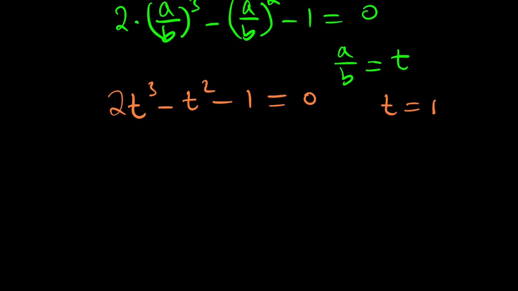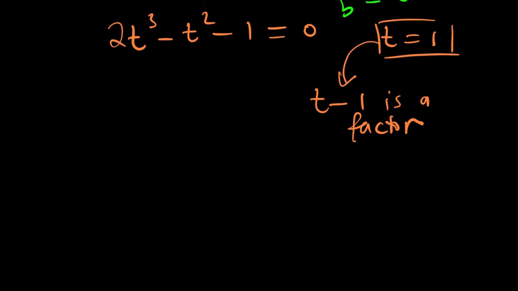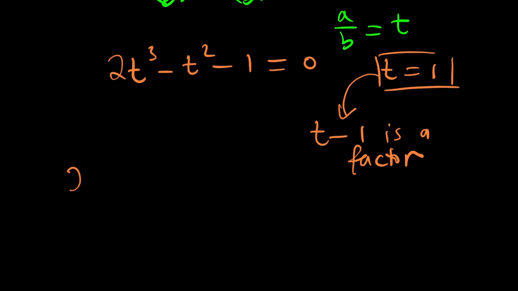2 minus 1 equals 0. So since t equals 1, the factor theorem tells us, hey, t minus 1 needs to be a factor. Therefore, we can either use long division or just factor this accordingly. Here's how I would proceed. To get a t minus 1, I would just subtract 2t squared, because this would basically give me 2t squared multiplied by t minus 1.